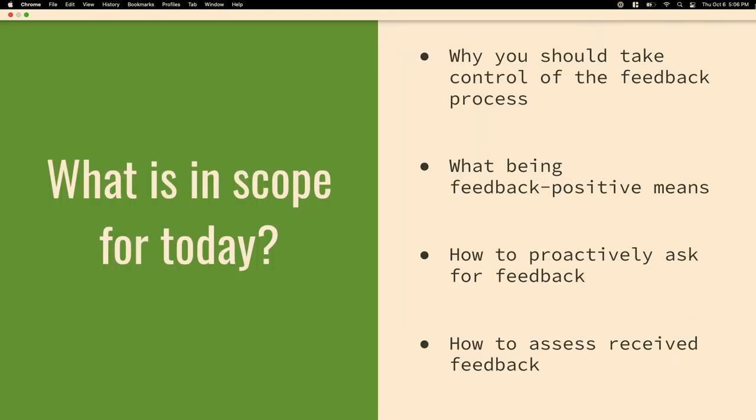So what's in scope for today? We're gonna talk about why you should take control of the feedback process, what being feedback positive means, how to proactively ask for feedback, and how to assess the feedback that you receive. The whole context of this conversation today is talking about how you have control over this process and you do not need to be beholden to the way that your company does it, particularly if it's doing it in a way that's not helpful for you.